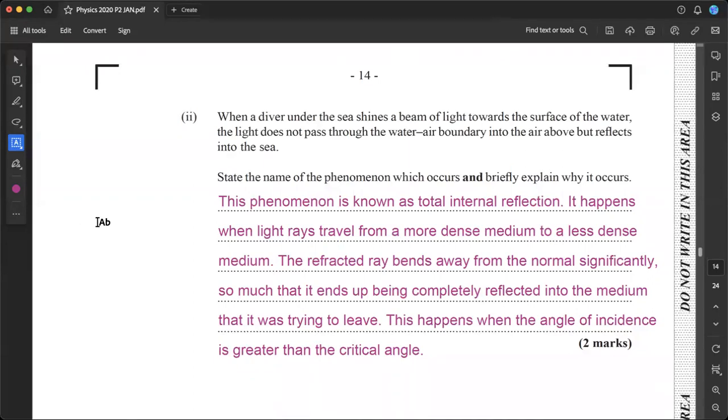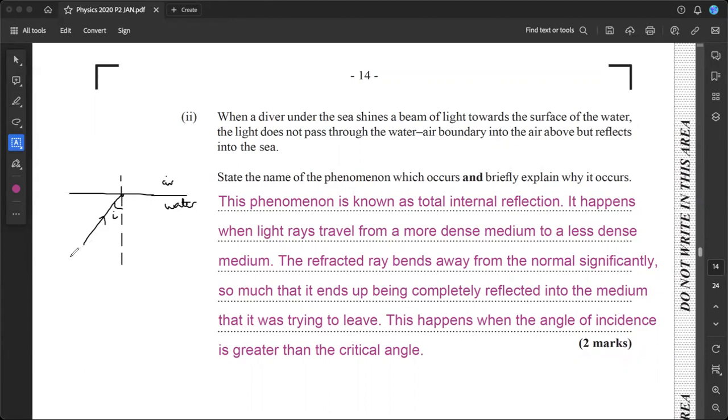Let me do a quick sketch here. Say this line represents my air-water boundary. Air is up here and water would be down here. We have our diver and he's shining the light. This is my incident ray, incident at this point. I'm going to draw a normal at that point. So that's my normal, and this would be my angle of incidence I.